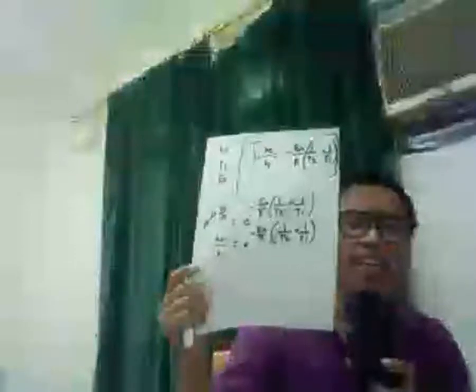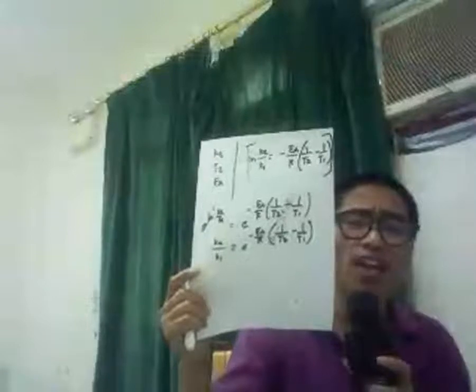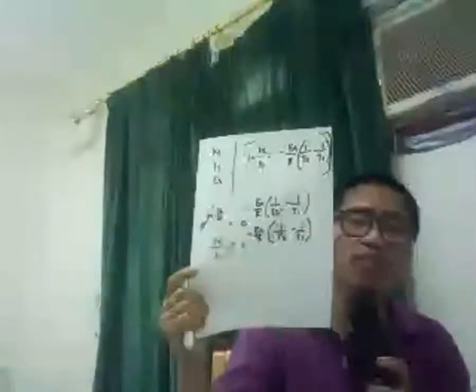Now, still exponential, put that in the same manner because there's no ln in that. So negative EA over R, 1 over T2 minus 1 over T1. Okay, guys? Like that. This one, K2 over K1 is equal to the exponential negative EA over R times, open parenthesis, 1 over T2 minus 1 over T1.